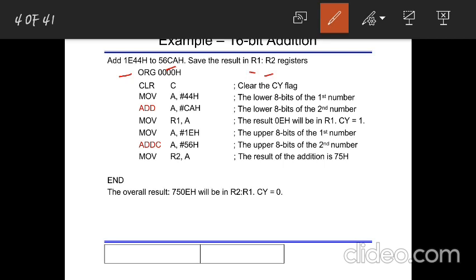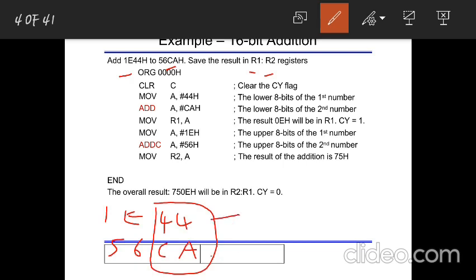I have 1E44. Next I have 56CA. Okay. So when I have this, I will see which are the lower bits first. I will add the two lower bits first. So these are the lower bits. So I will add first this 44 and CA. So after adding, whatever result I get, that result should be stored in R1.